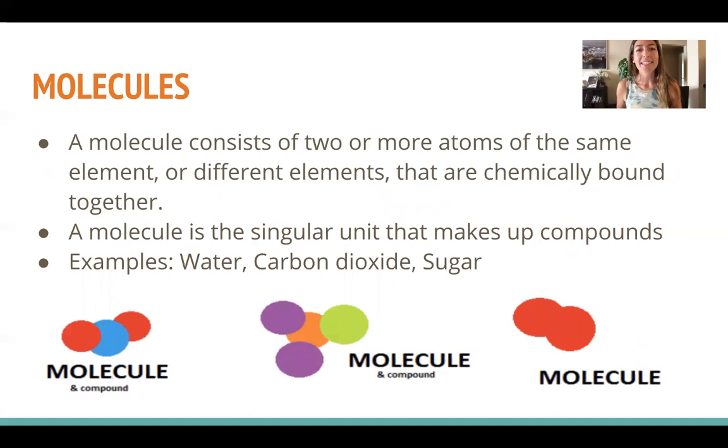So a molecule consists of 2 or more atoms of the same element or different elements that are chemically bound together. A molecule is a singular unit that makes up compounds. So already we're introducing compounds into the molecular definition. So pay attention to that. Some examples of molecules are water, carbon dioxide, and sugar.